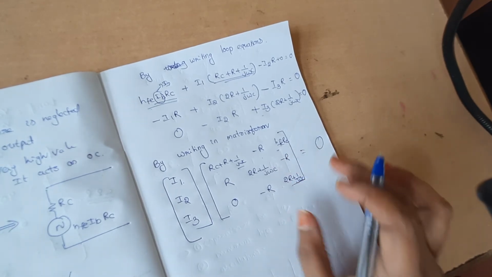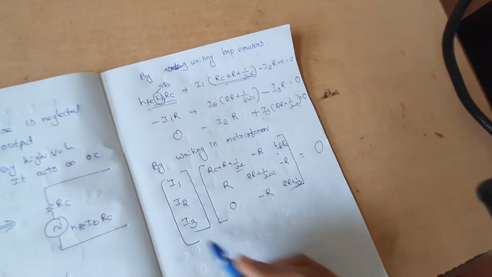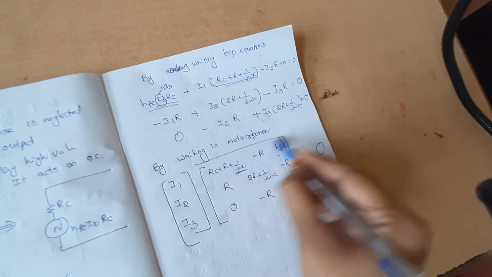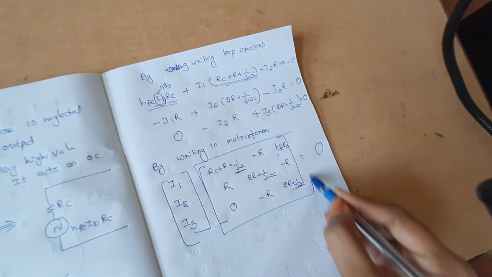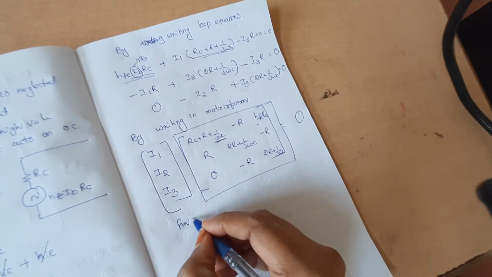Clear. So the first question for the analysis is to find the frequency of oscillations. The frequency of oscillations is related to omega, so we consider only this matrix. Find out the delta.